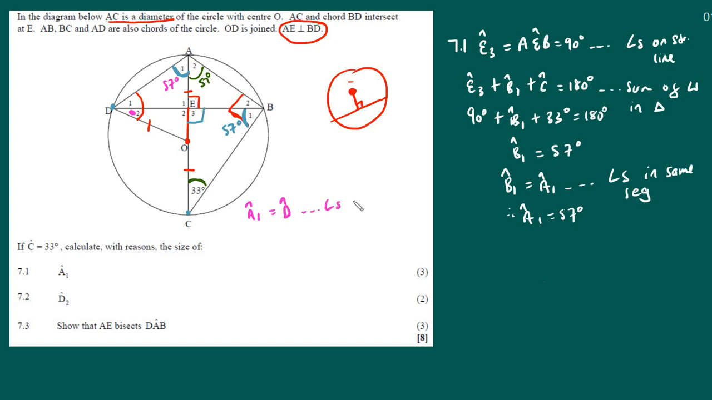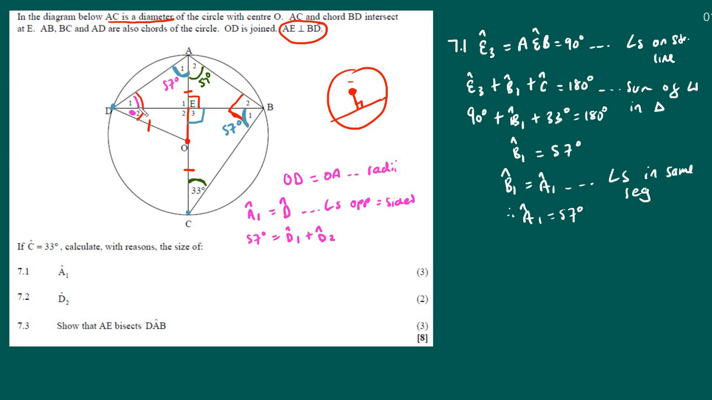Remember, these are angles opposite equal sides. This is because of the radii, right? You remember OD is equal to OA, and that is your radii. Then you can say but A1 is 57 degrees, and then I know that angle D is made up of D1 plus angle D2, right? So it's now just a matter of me finding what? Of finding D1. If I can get D1, then I would have gotten D2.